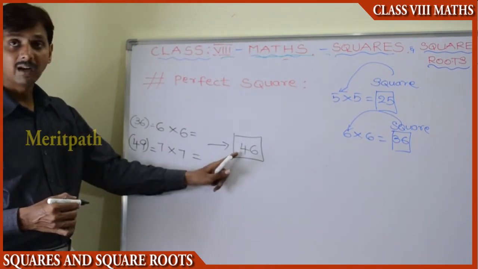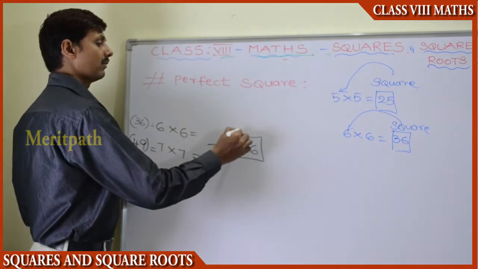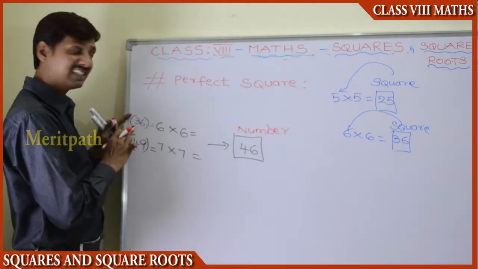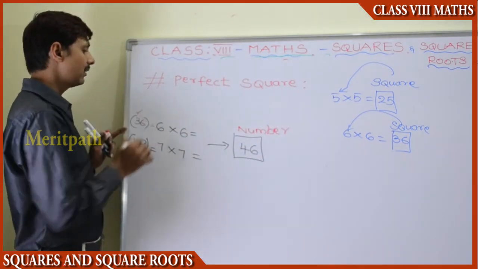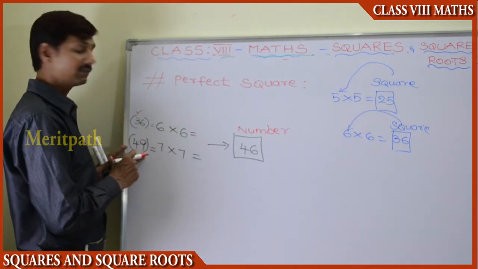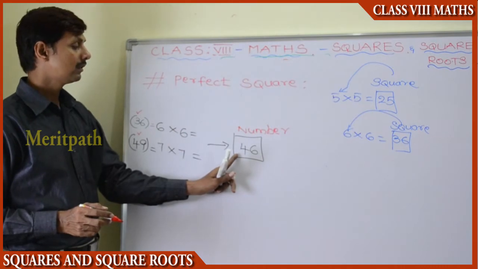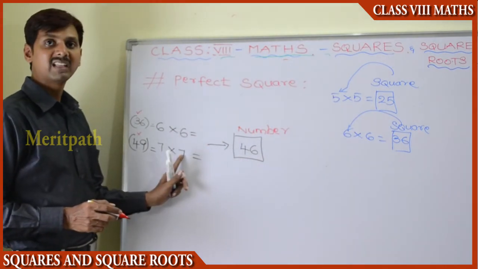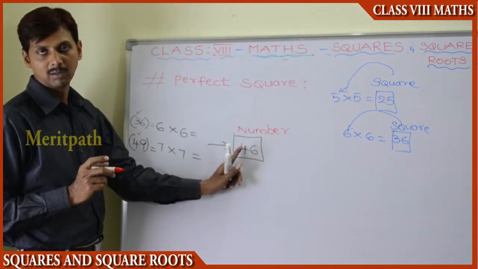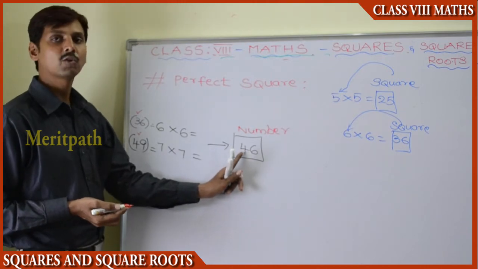46 is a number between 36 and 49. 36 is a square number, we know that 6 into 6 is 36. 7 into 7 is 49. But for 46, we are not getting any number when we multiply two numbers. We are not getting 46. So what we understood here is 46 is not a perfect square.